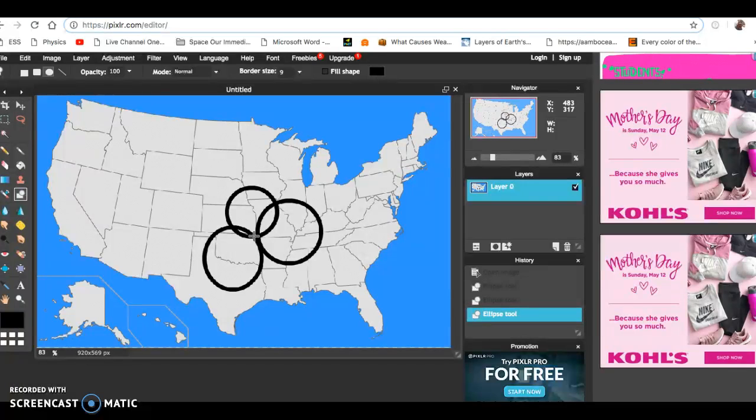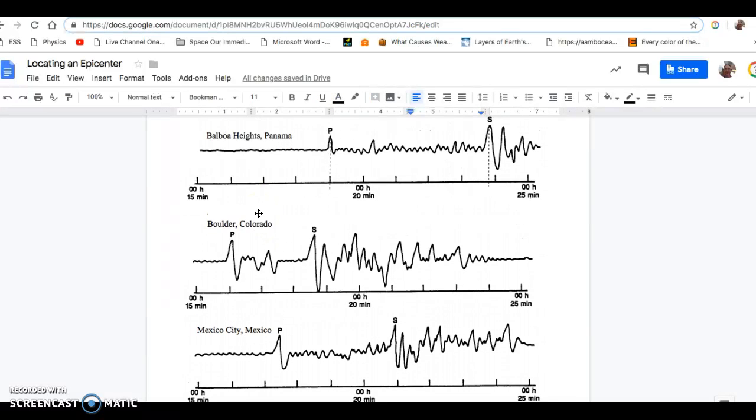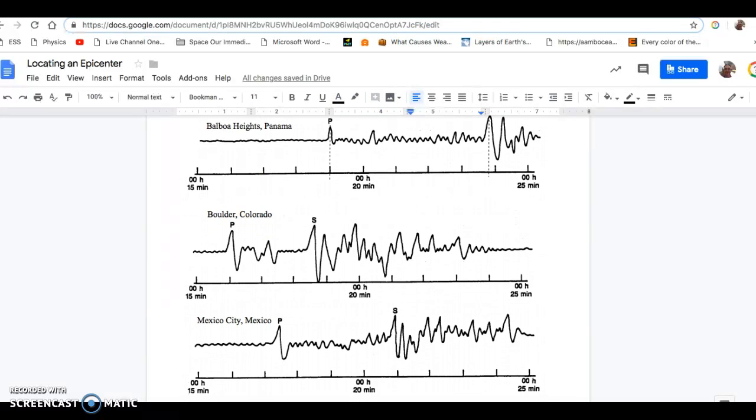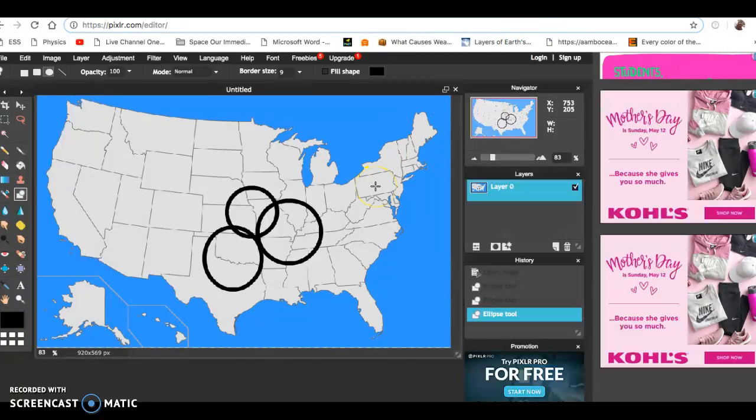Okay, so the real takeaway from today is using seismogram data, it's possible to figure out exactly where an earthquake happened. You need three seismograms to zero in on exactly where that earthquake happened.